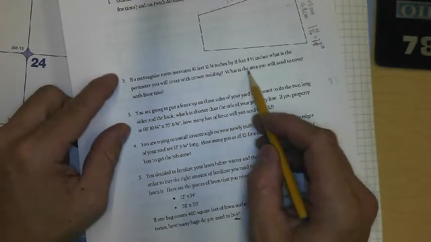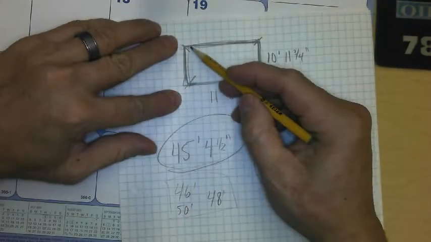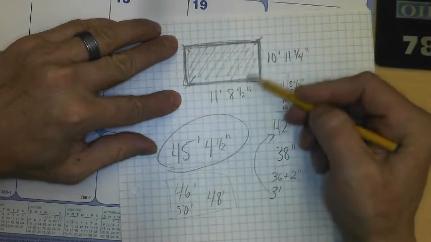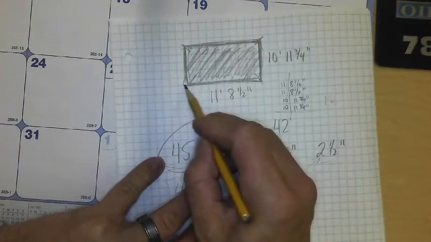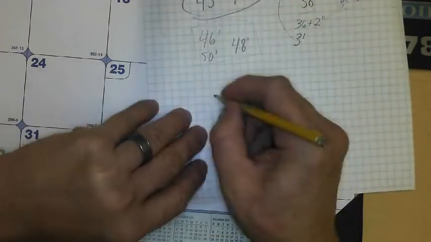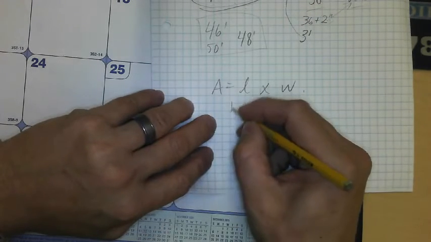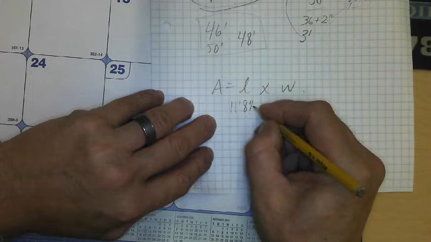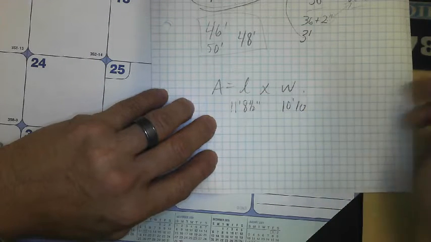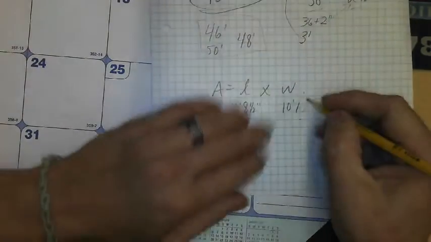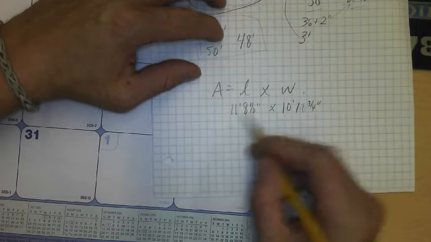Second part of that question is, what's the area you need to cover with floor tiles? So let's say that you need to cover this whole space with floor tiles. Well, now we're talking area. You guys all know how to do area. Area is simply length times width, right? So area equals LW. Well, my length is 11 feet, 8 1/2 inches. My width is 10 feet, 11 3/4 inches.